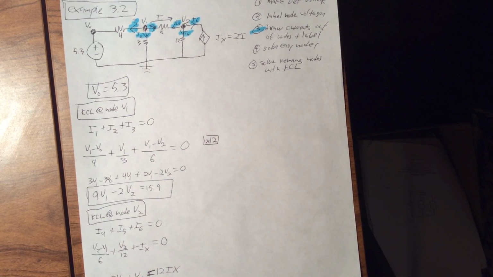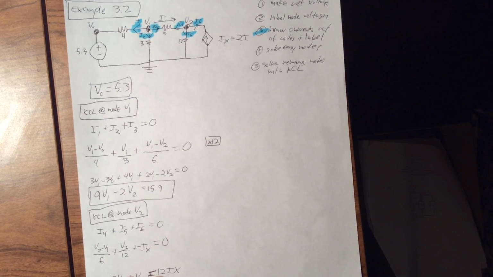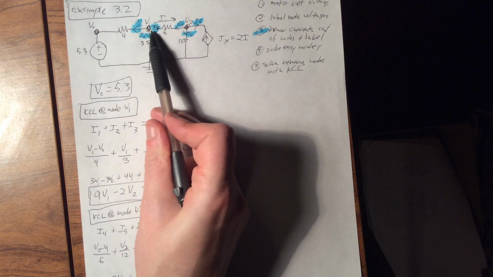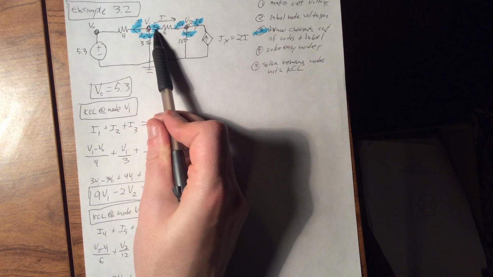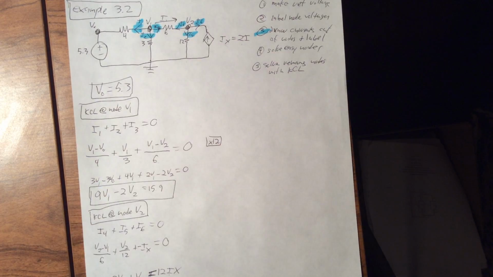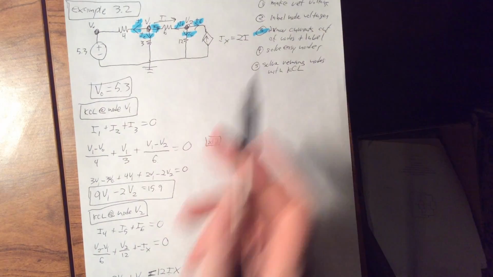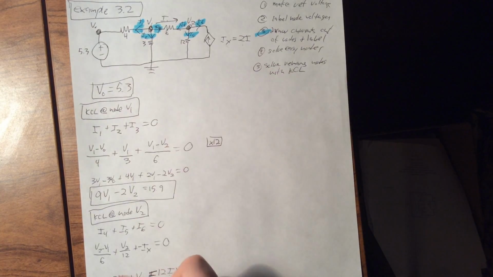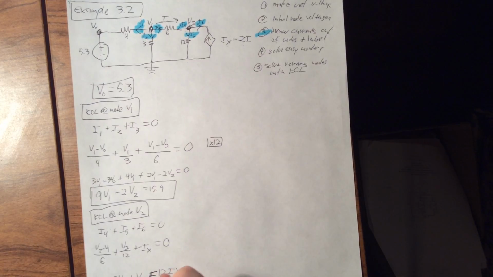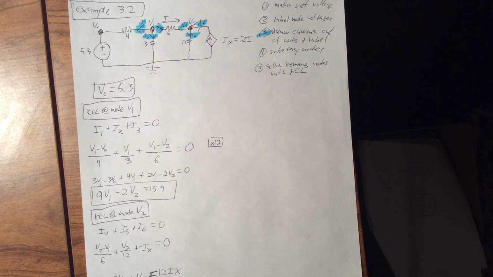Let's clean it up. Now let's solve for Ix. So Ix equals, what is Ix going to equal? Ix equals 2I. And I equals what? V1 minus V2 over 6, because that's what we drew over here. That's in the same direction. So Ix equals 2, because remember we had the 2i here. And then what is our I equal? Our I equals V1 minus V2 over 6. Let's just get that out of the way. Cool.